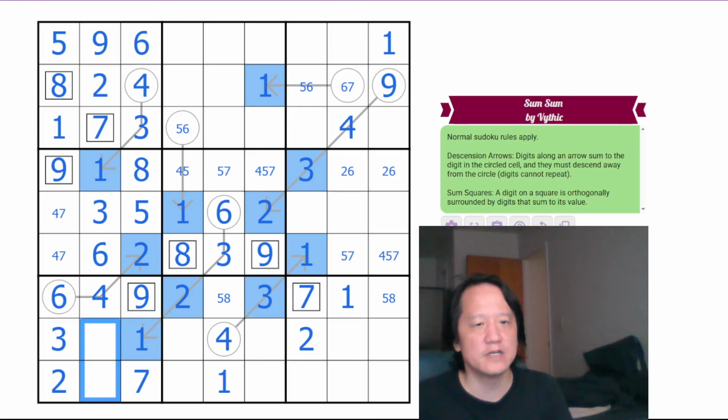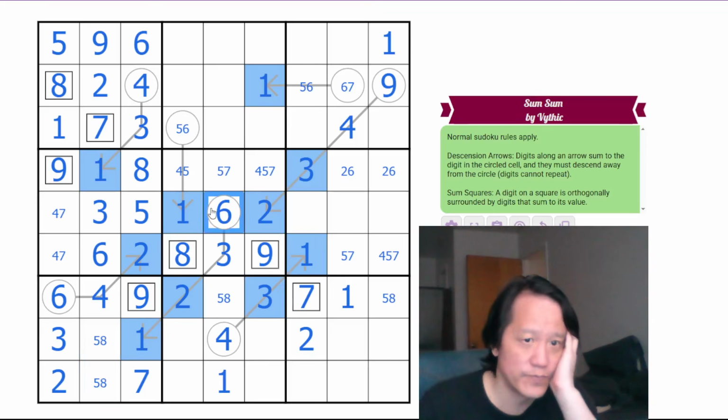Remaining digits in column 2 are 5 and 8. Okay.